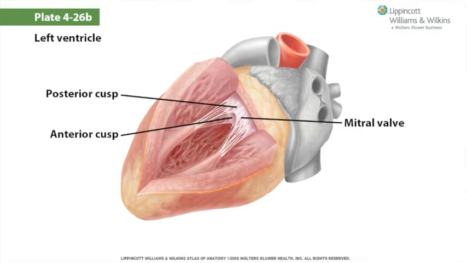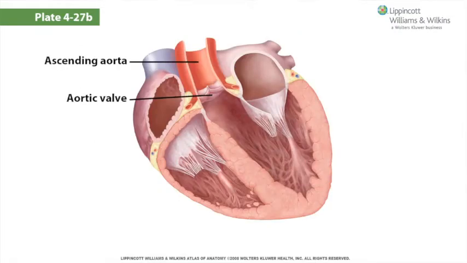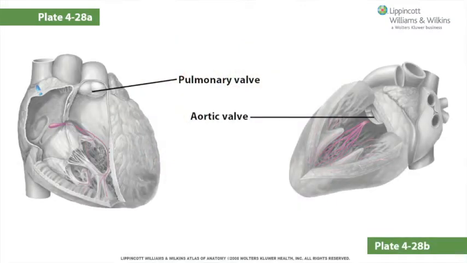A variable number of papillary muscles attach to the cusps via chordae tendineae and perform the same function as they do in the right ventricle. Blood is forced through the aortic valve into the ascending aorta when the left ventricle contracts. The pulmonary and aortic valves are called the semilunar valves, according to their 3 half-moon-shaped cusps. The cusps of the semilunar valves are not attached to papillary muscles, and they are smaller and more delicate than the cusps of the atrioventricular valves.